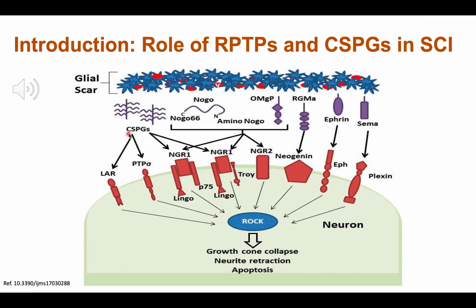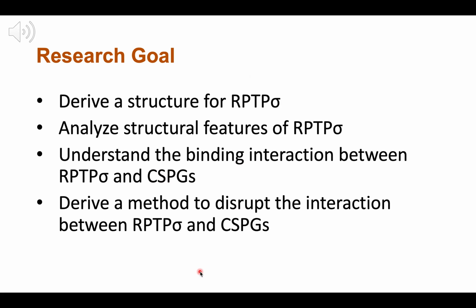When CSPGs, shown in the very left, interact and bind to PTP sigma, that will thereby activate the receptor, which then induces signal changes in the ROCK signal cascade, which is a downstream signaling pathway within the neuron. An activation of this signaling cascade within the neuron then results in growth cone collapse, neurite retraction, and apoptosis, thereby impeding axonal regeneration and preventing successful reinnervation of the distal targets within the central nervous system.